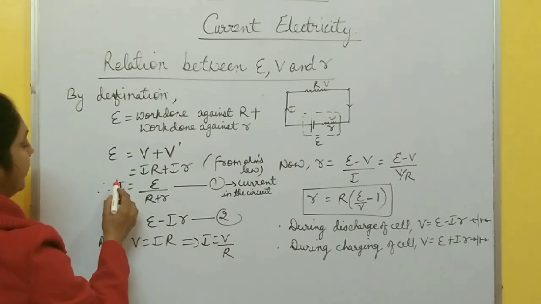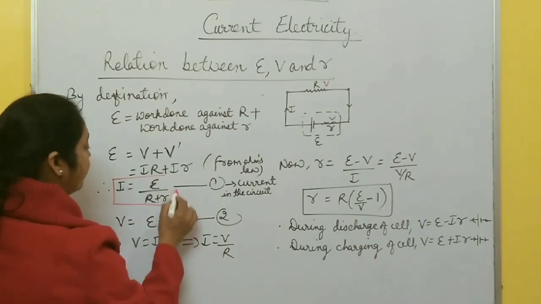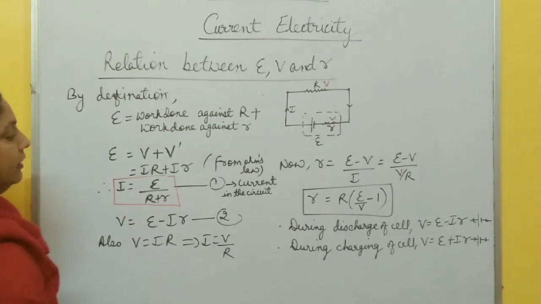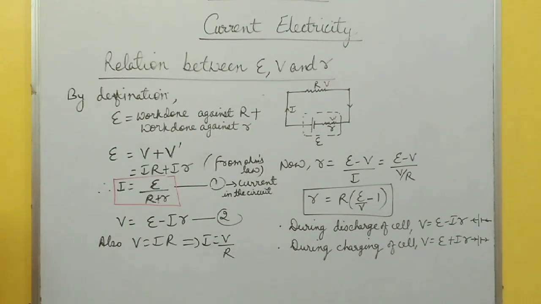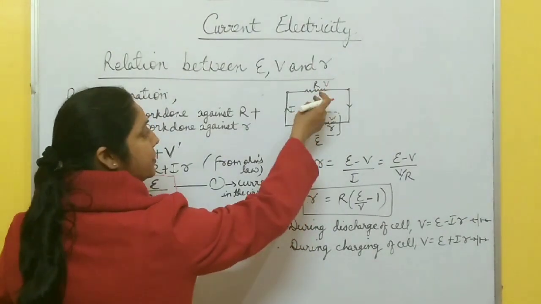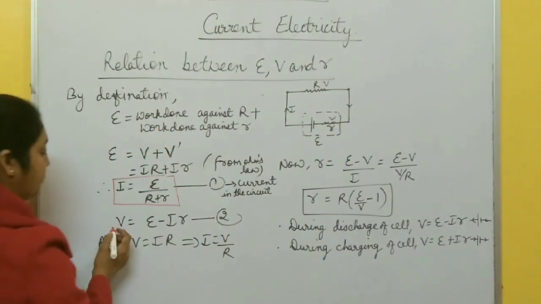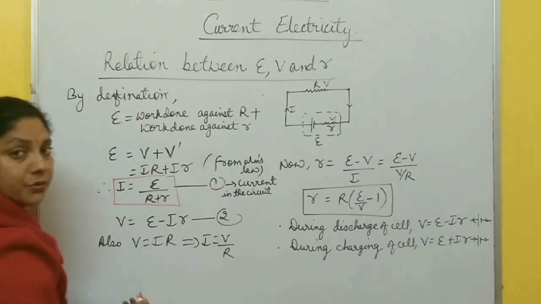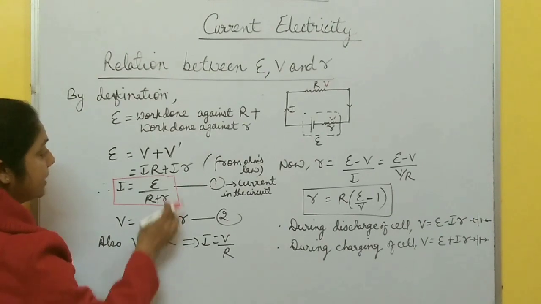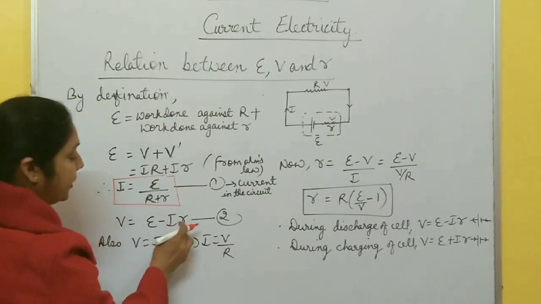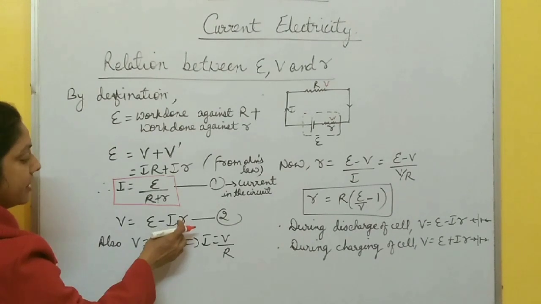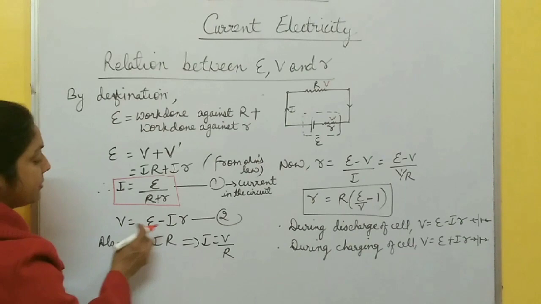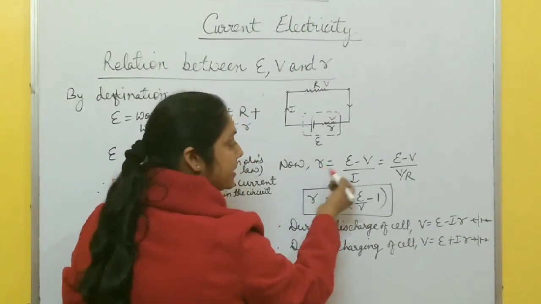From here you get the value of current in the circuit, that is I equals E by R plus r. This is the expression for current in the circuit. Now again, this EMF is used in two ways, V plus V dash. So from here, what is V? The terminal potential difference when the cell is used, when the circuit is closed, is E minus V dash, and V dash is what? I into r, right? From here, you can easily calculate internal resistance small r. What is small r? E minus V by I. This is the internal resistance of the cell.